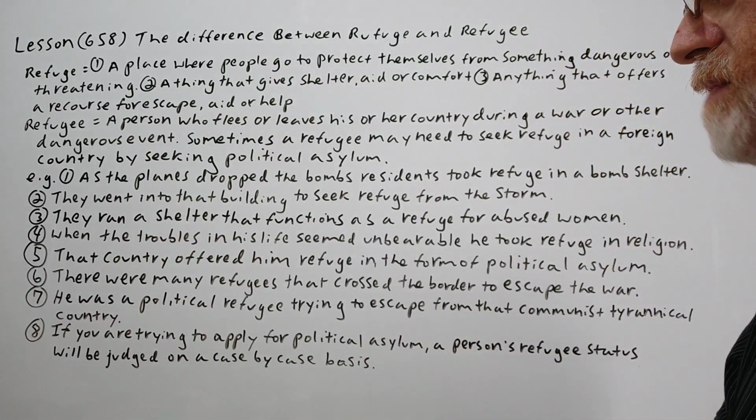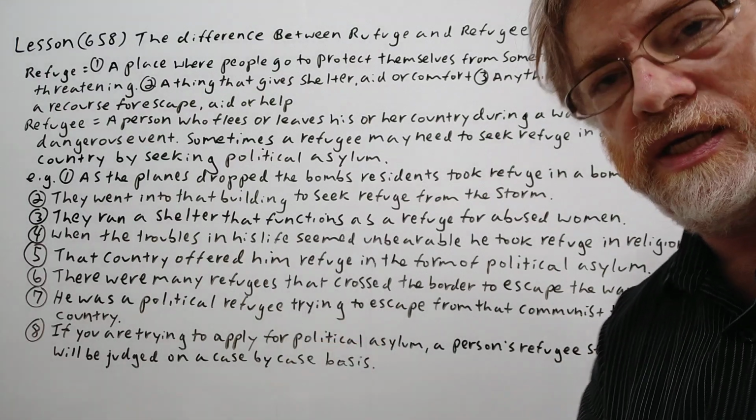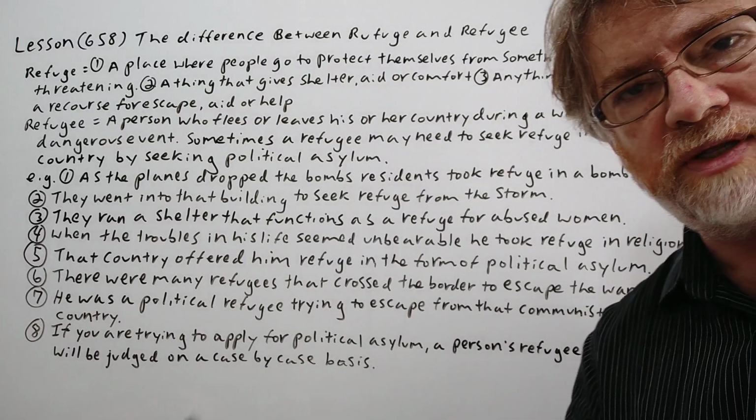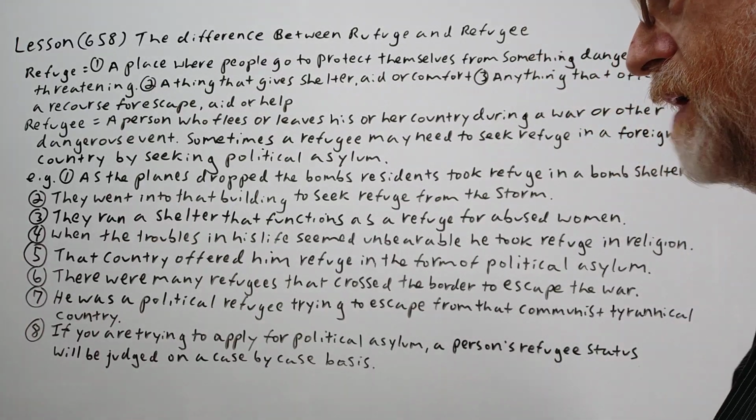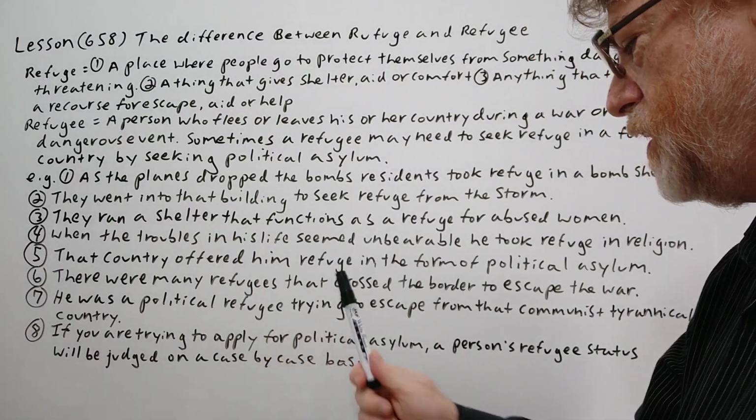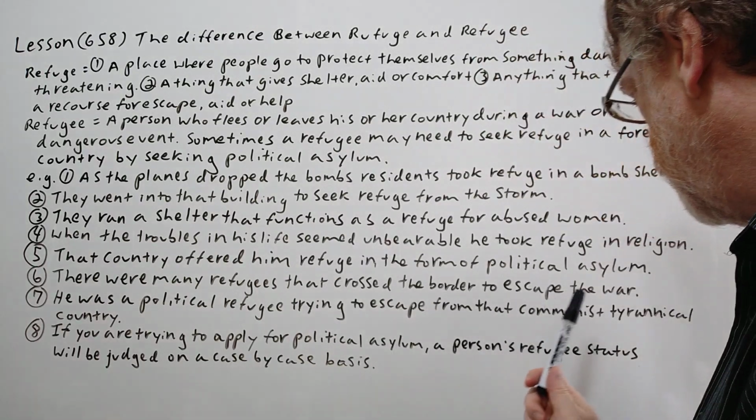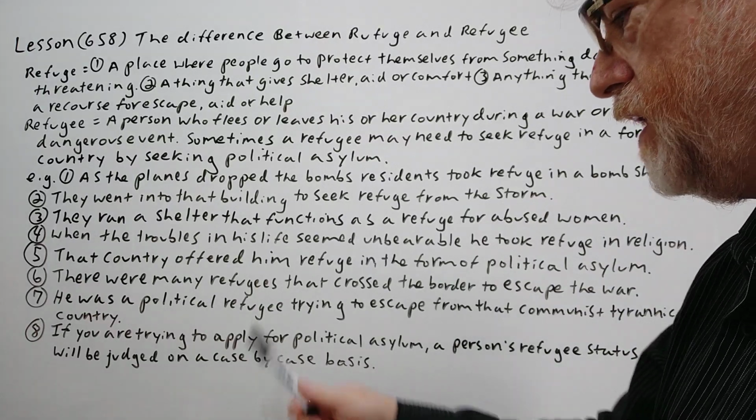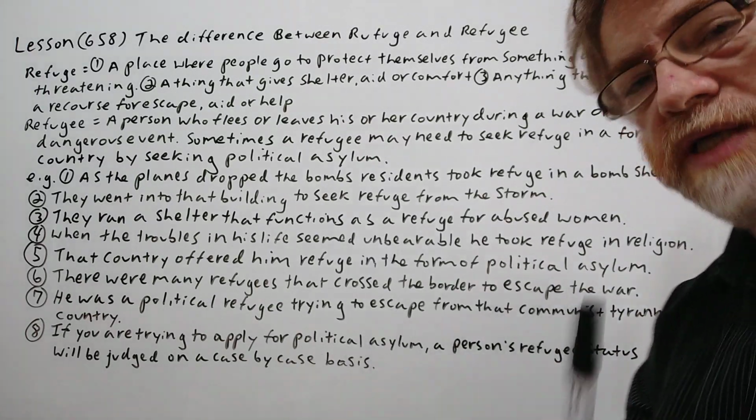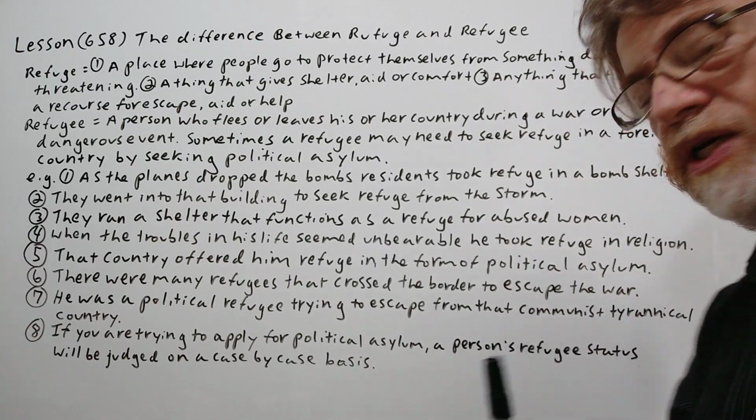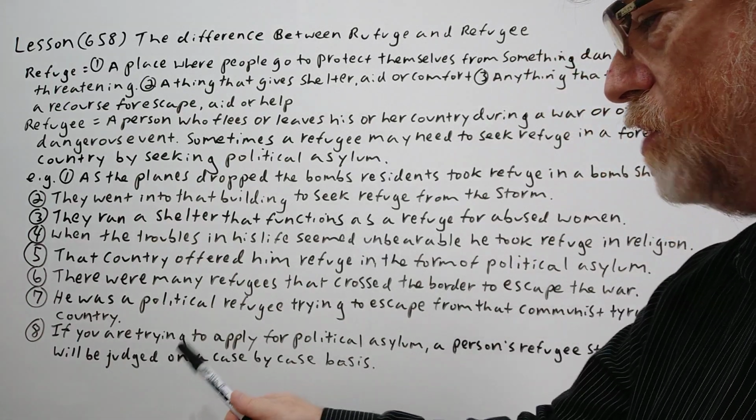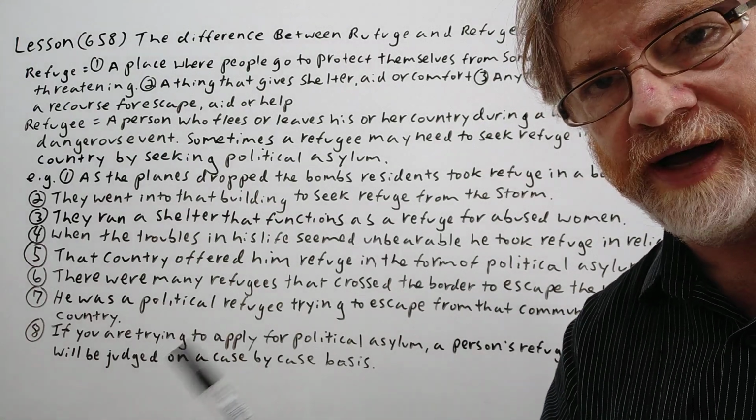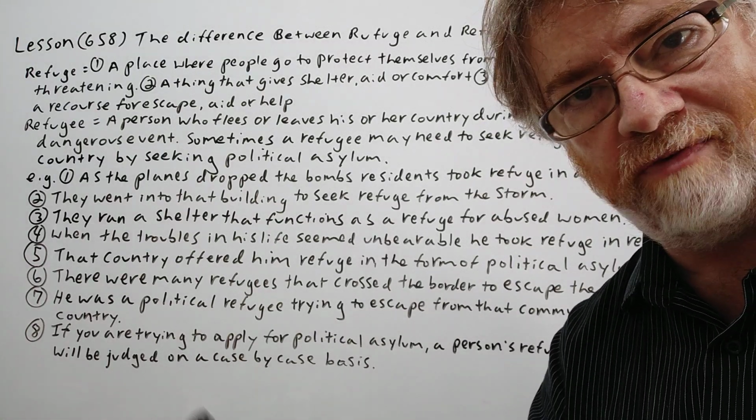Good. All right, number 6, there were many refugees, of course, the people, that crossed the border to escape the war. So this is a typical use. Number 7, he was a political refugee trying to escape from that communist tyrannical country. Good. And the last one, number 8, if you are trying to apply for political asylum, a person's refugee status will be judged on a case-by-case basis, whether you qualify to be considered a refugee.